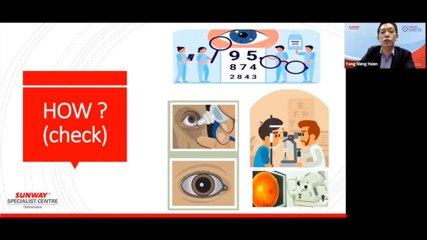We may also take a picture of your retina using something we call a fundus camera for the assessment and also for comparison during the next follow-up.